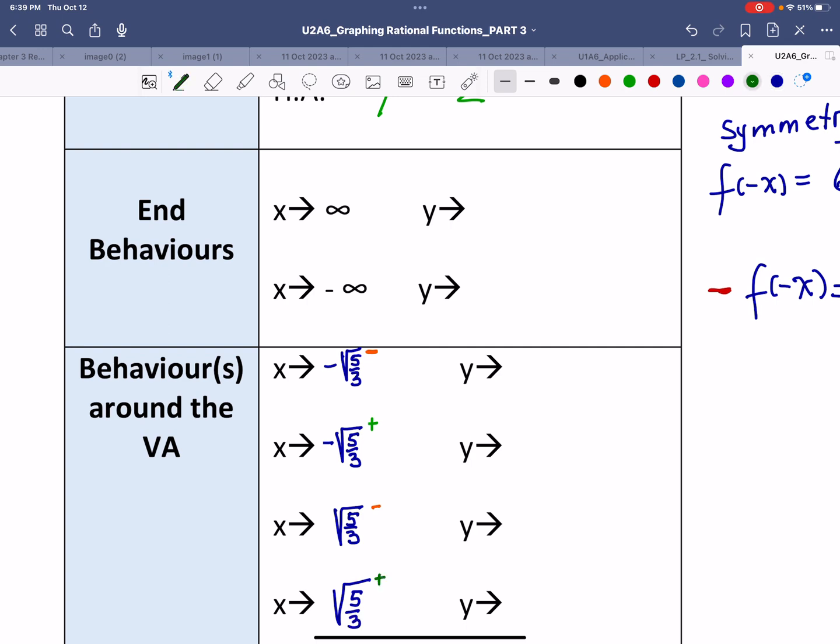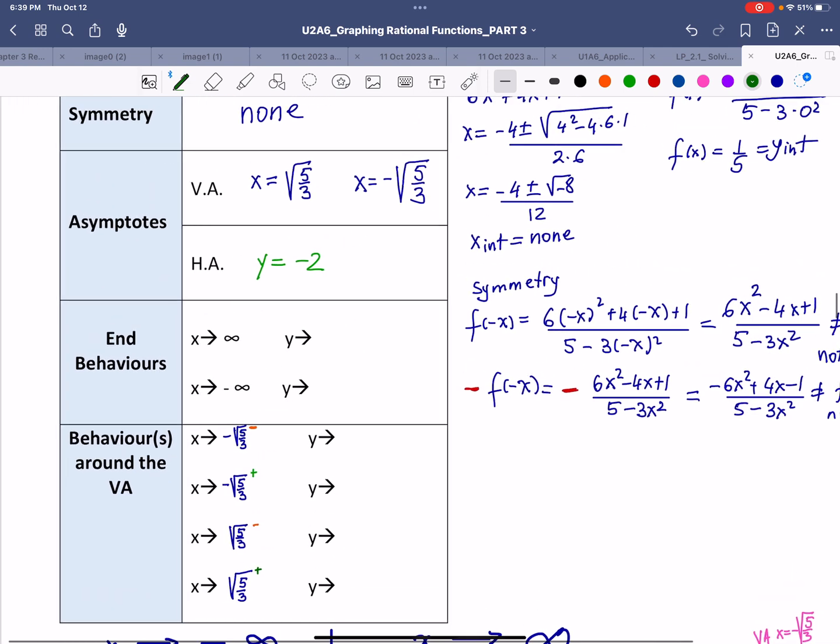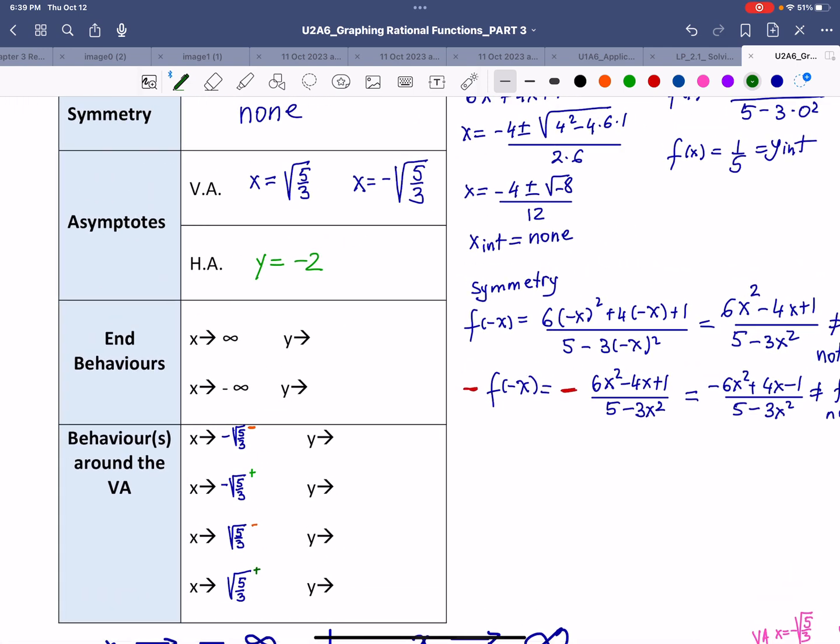So that will help us predict the behavior of the function and draw the curve. Now, again, since this is a radical number, what we have to do is determine the testing values that will help us figure out or predict the behavior of y. So imagine that the root of 5 over 3 is 1.29.